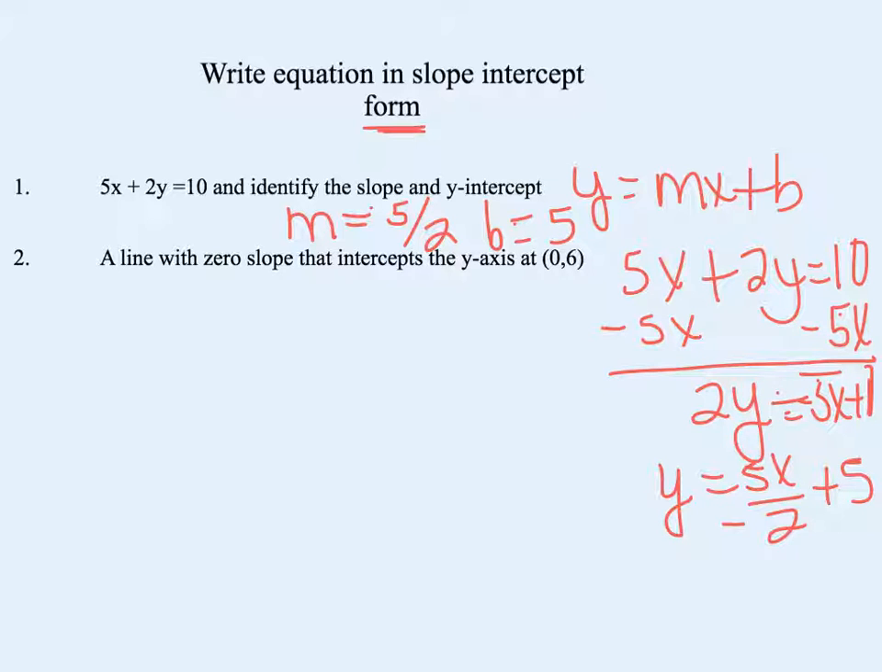All right, the next one says a line with 0 slope that intersects the y-axis at (0, 6). We talked about 0 slope being a line going straight across. And if it must intersect at (0, 6), then guess what? The line is y is equal to 6.